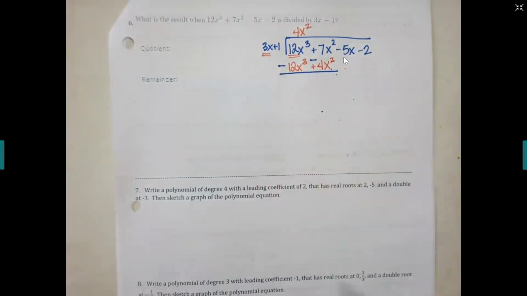12 minus 12 in the front is going to cross out. What about the 7 minus 4? 3x squared. Carry down minus 5x. And then you repeat the process. What would I have to times a 3x by to perfectly match a 3x squared? Okay, just an x. Very good. Put your plus x up top.